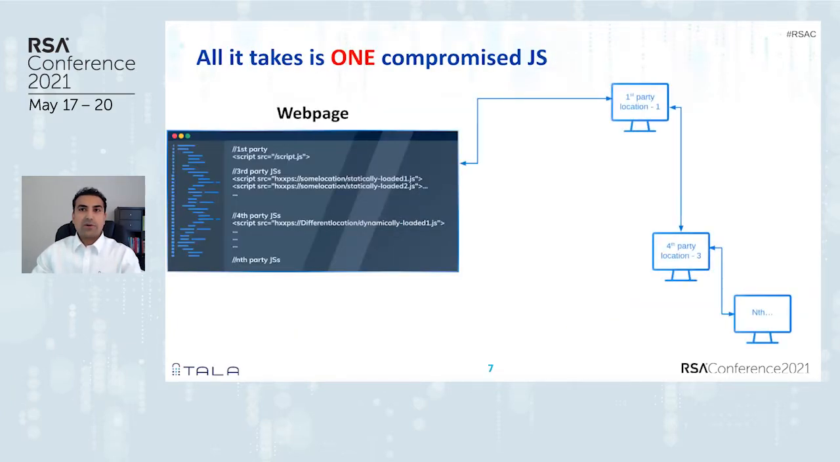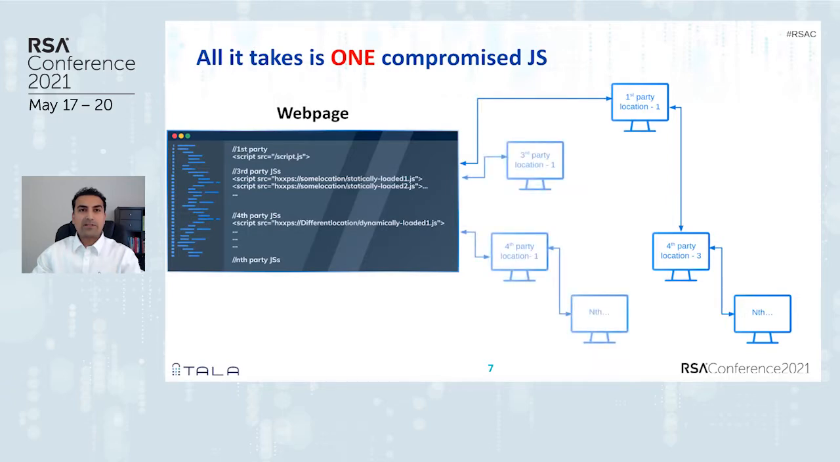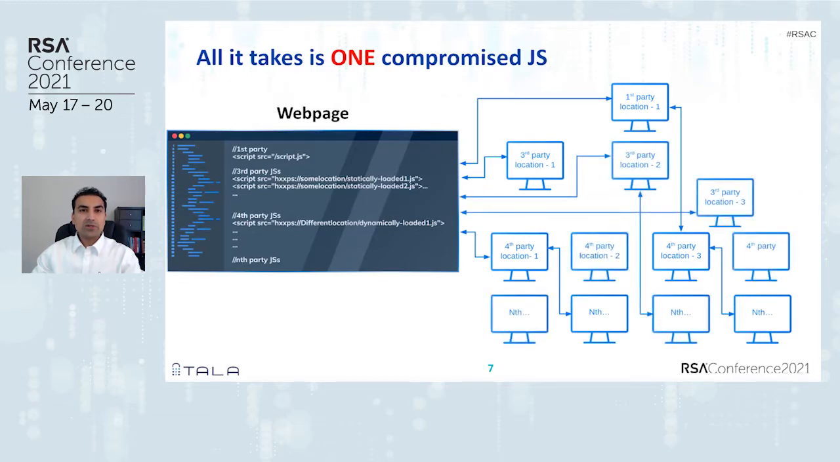So this is how a typical web application and website loads their content today. And as you can see, this diagram shows the different third parties and their multiple locations and data centers that are situated across the globe. Hopefully, this sort of explains why the internet is called the web.